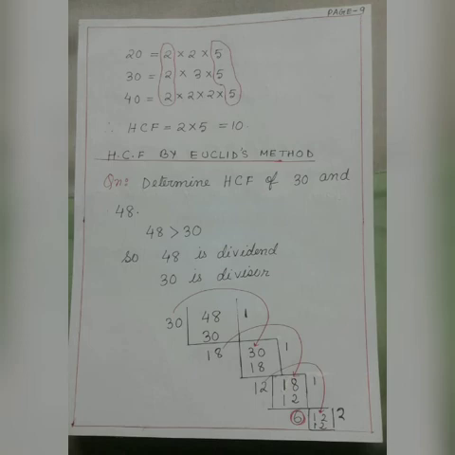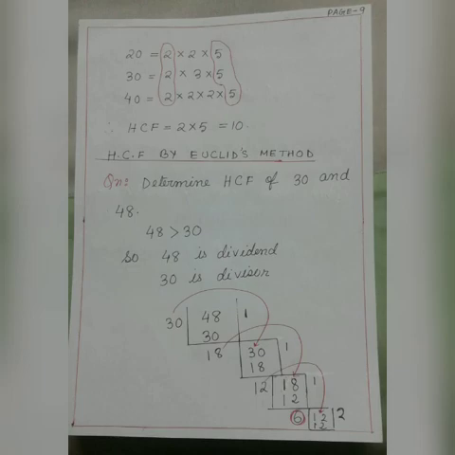I have shown it with a diagram. I hope you will understand. When we divide 48 by 30, the quotient is 1 and the remainder is 18. Now the divisor, I have to bring it as the dividend, and I have to use the remainder 18 as the divisor. So I get 1 as quotient and the remainder is 12. 18 will be the dividend for the next operation.